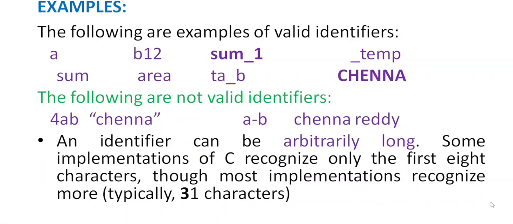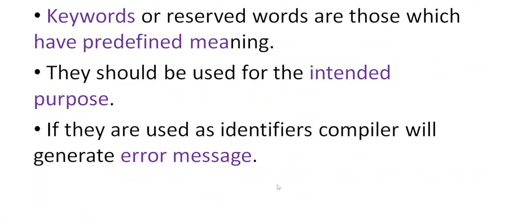So these are not valid identifiers. Why? It is starting with a digit. Every identifier should start with a letter, but 4AB starts with a digit. That's why it is not valid. Then here you can see it is enclosed in double quotes, so it is starting with a double quote and is not valid. A minus B is not an underscore. Minus is not permitted within a valid identifier. Here also it is not permitted because there is a space in between. If you remove the space, it's okay. The length varies from one C implementation to another.